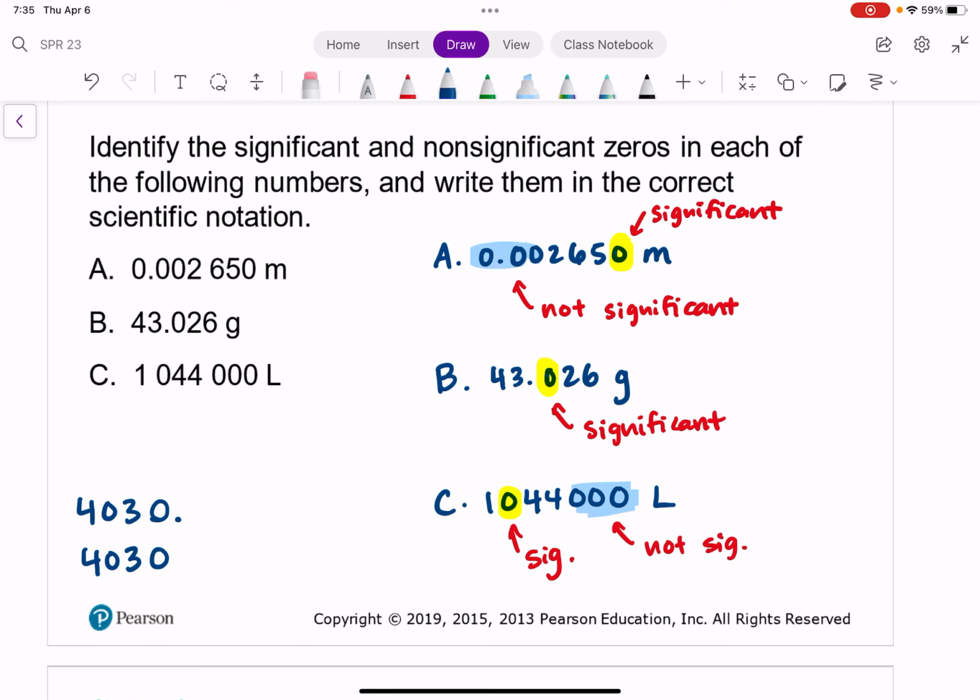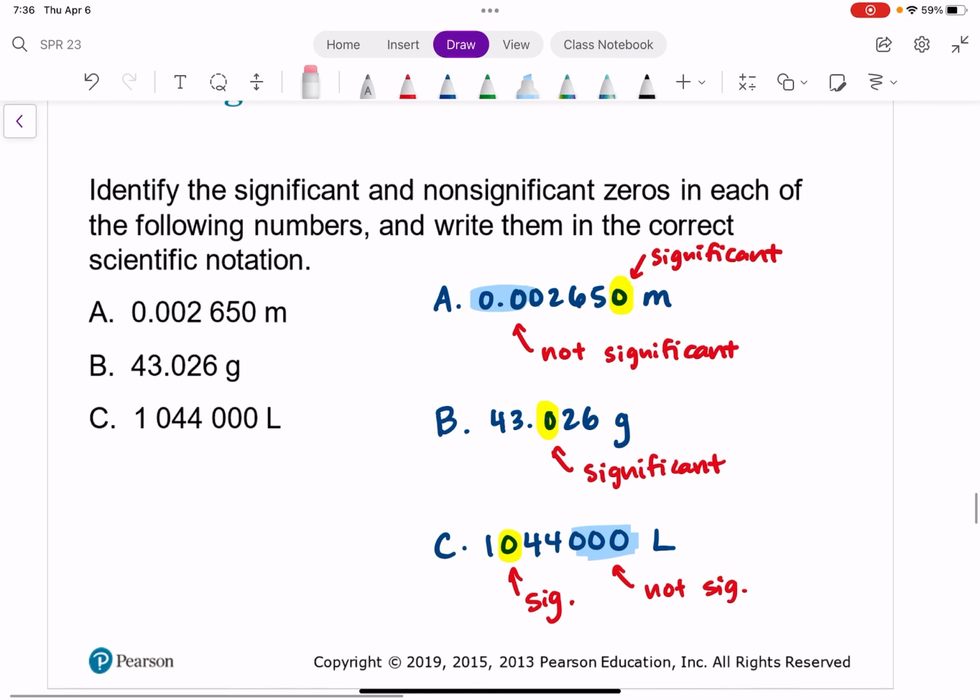Okay, so 4030 with a decimal point. This 0 here is significant because of that decimal point. But if we don't have a decimal point, that 0 is not significant. So this whole number would have 4 sig figs, whereas this number here only has 3. Because now you do count that sandwich 0, but you don't count that end 0. I know it's really weird. Sometimes these sig fig rules can be really annoying, but it is important.